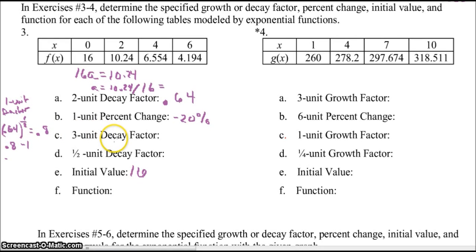Okay, the 3 unit decay factor, that's just going to be the 1 unit decay factor, which was 0.8, multiplied by itself 3 times, so 0.8 cubed, which is 0.512.